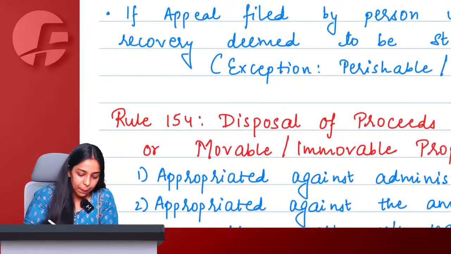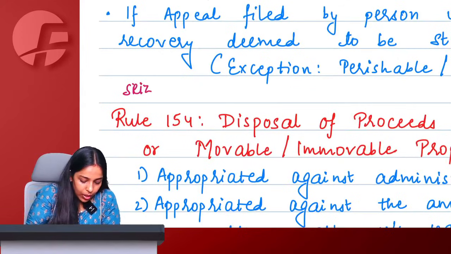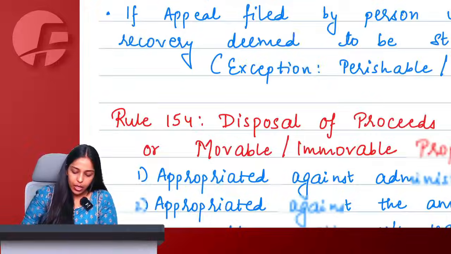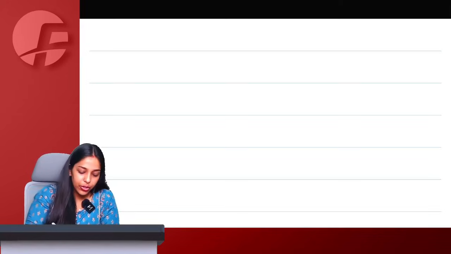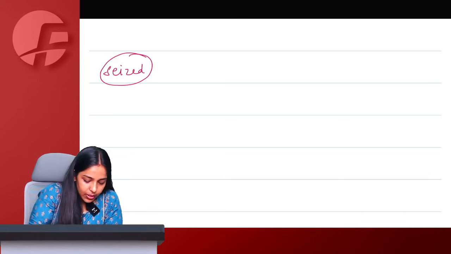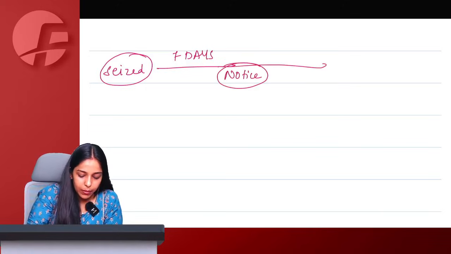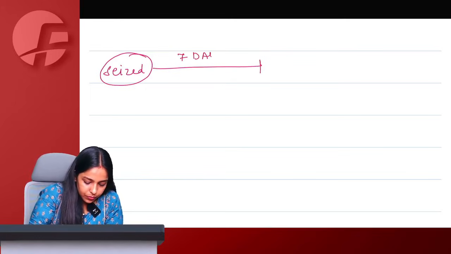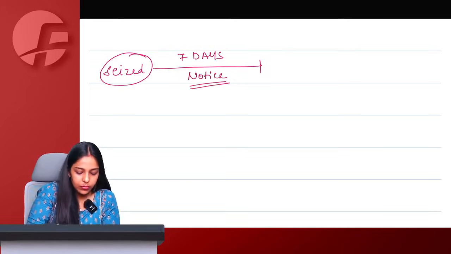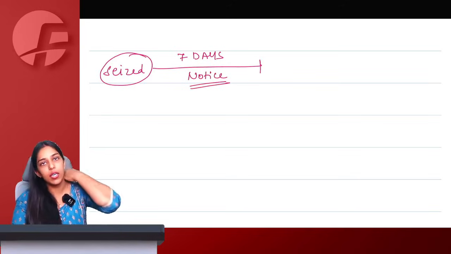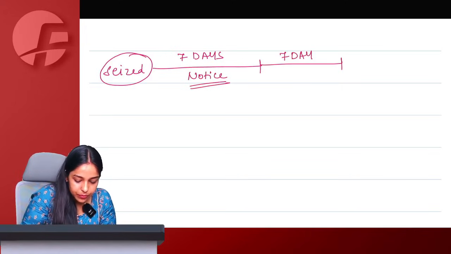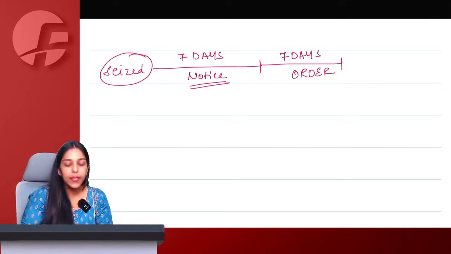To summarize everything, today when my goods are seized, you can skip reading all of these pages and write only the simple timeline that I am giving you here. When my goods are seized, they issue me a notice giving 7 days time to reply, from the date of seizure. If I don't reply, in the next 7 days they issue an order to make payment.